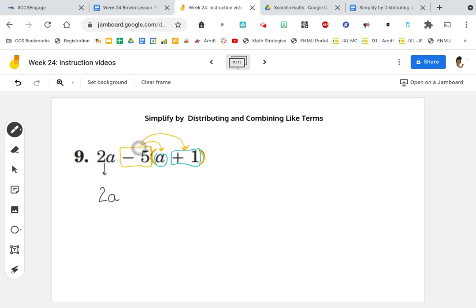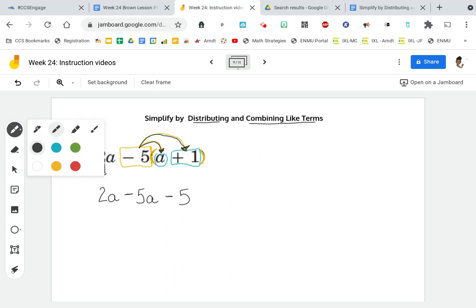Now I'm taking that negative 5 and multiplying it by that positive A. A negative times a positive is a negative, and 5 times A is 5A. And then I need to take that negative 5 and multiply it by positive 1. Again, a negative times a positive is a negative, and 5 times 1 is 5. Okay, so I've distributed, but now I need to see if I can combine like terms.